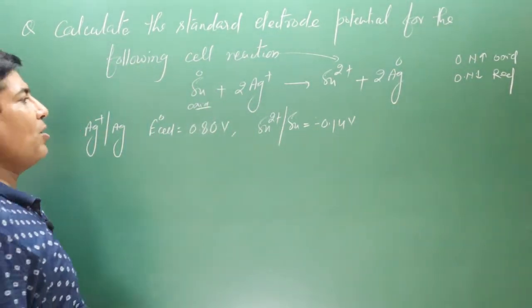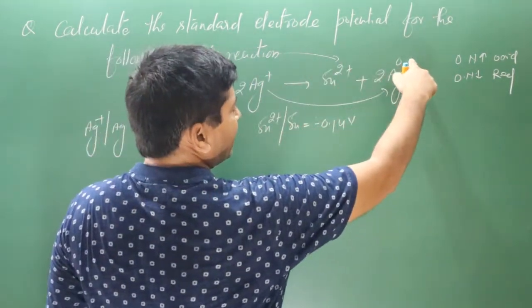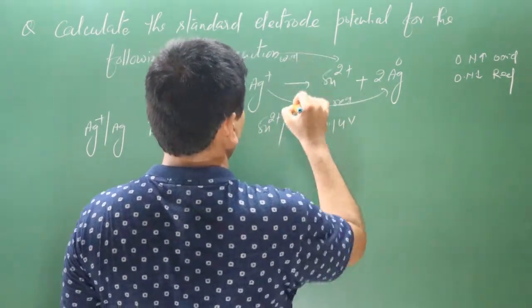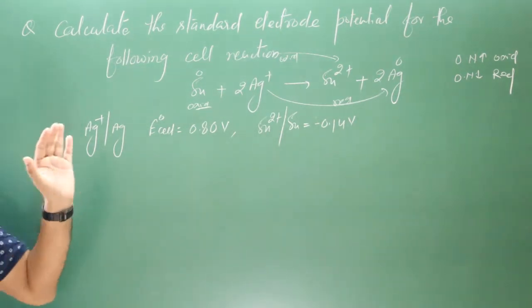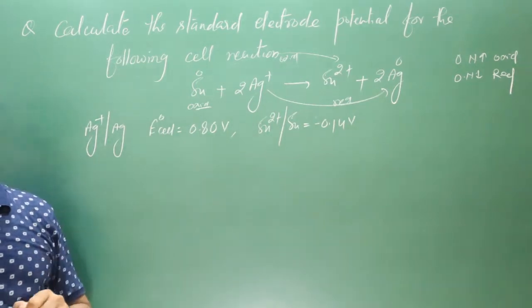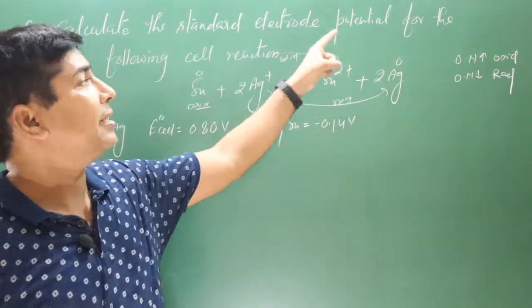Now silver to silver: plus 1 to 0. Decrease in oxidation number is a reduction reaction. This is the reduction reaction, and that is the oxidation reaction. So it is a chemical reaction in which both oxidation as well as reduction reactions are taking place simultaneously, then we can say it is a redox reaction. For this redox reaction we have to calculate standard electrode potential.